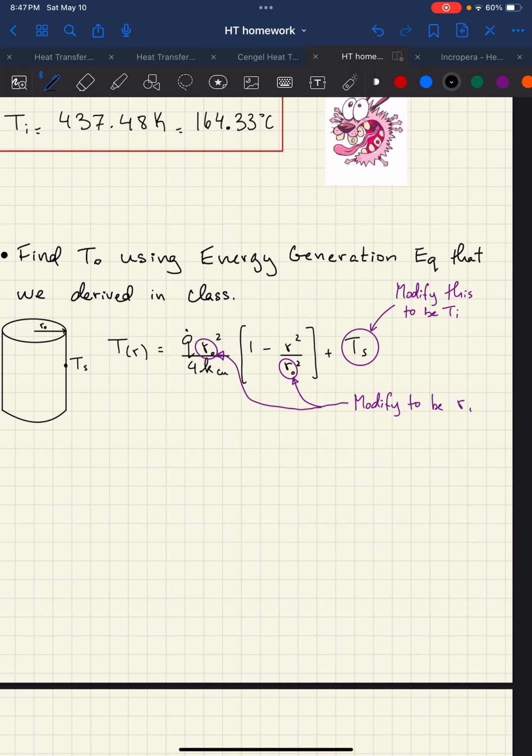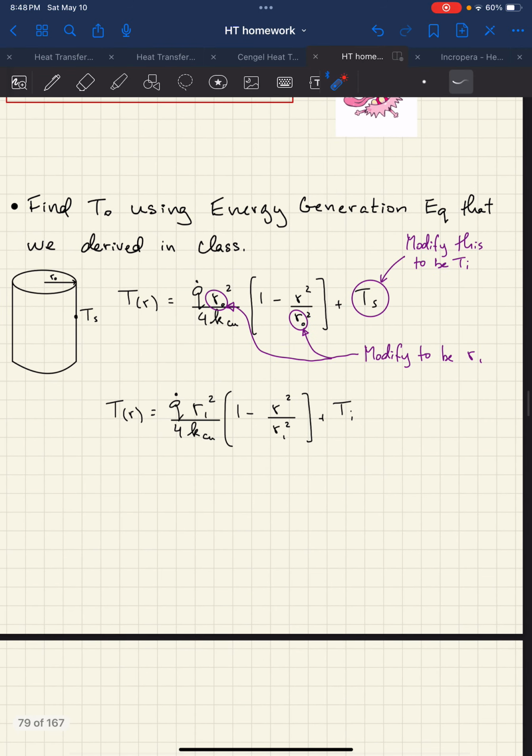So we get now T of r is Q dot R1 squared over 4 times thermal conductivity of the copper, times 1 minus r squared over R1 squared, plus Ti. So we want to find the temperature at r equal to 0, in other words, right at the center of the conductor. So let's go ahead and do that. We basically have everything, so we can just plug and chug. So T at r equal to 0, that's going to be our T0.